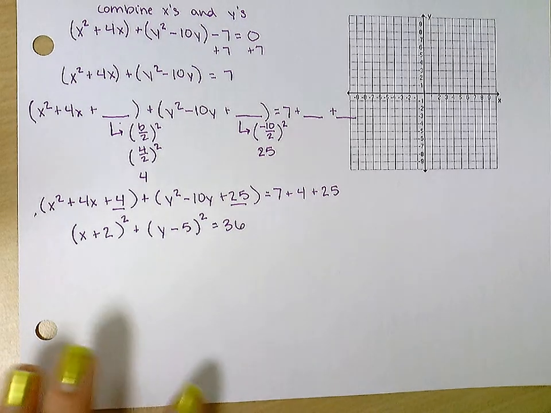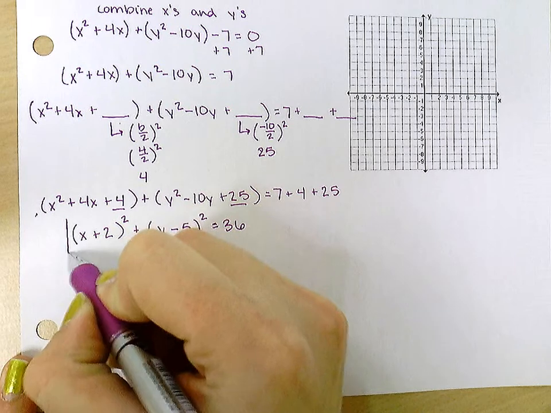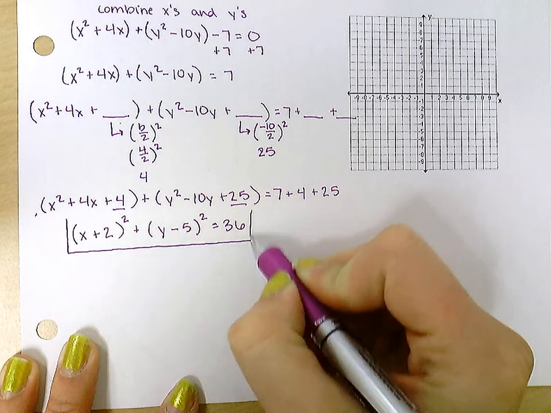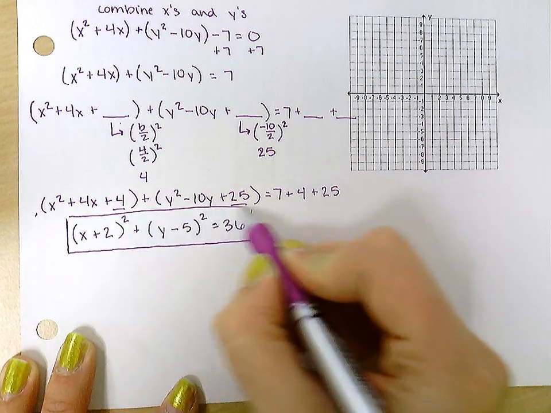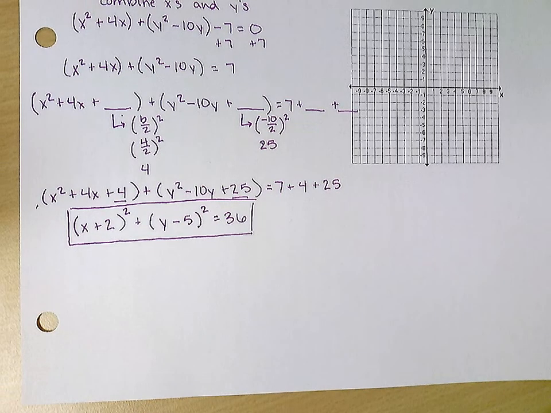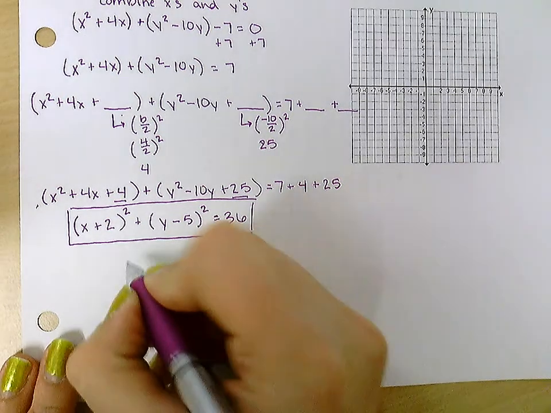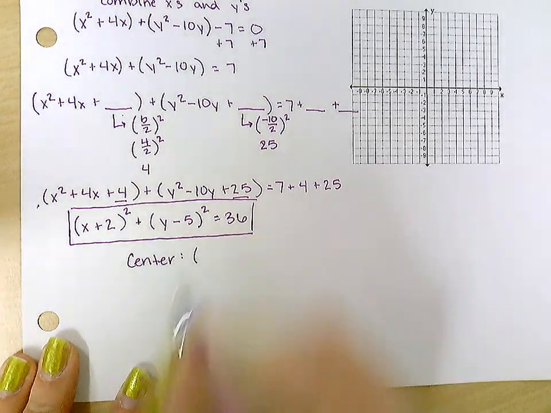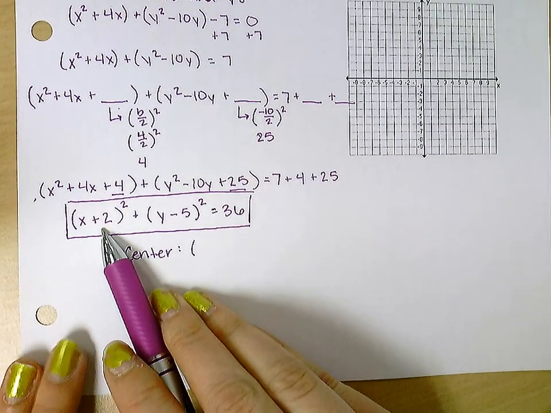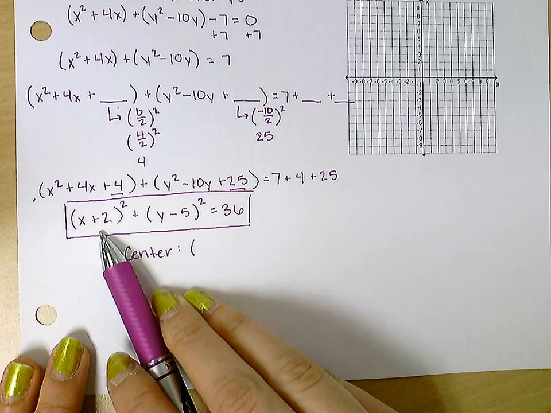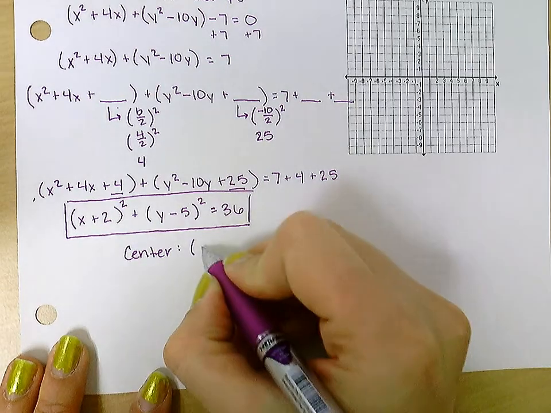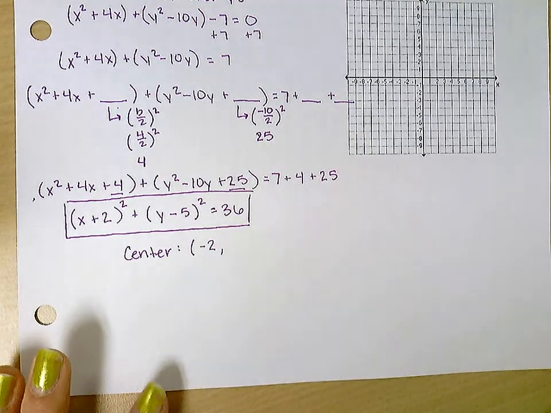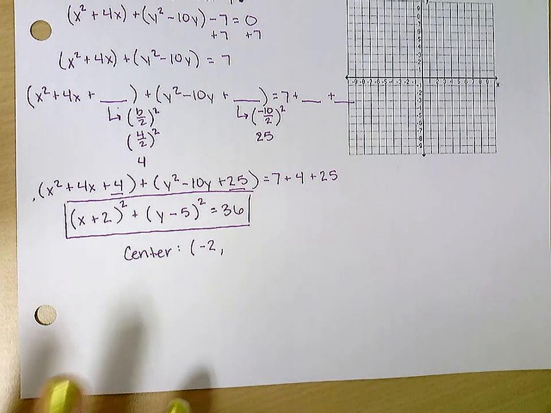Is 36. So here is your standard form. With that standard form now, we can identify our center point and our radius. Okay, so our center is at (h, k). h goes with x. That is negative 2.